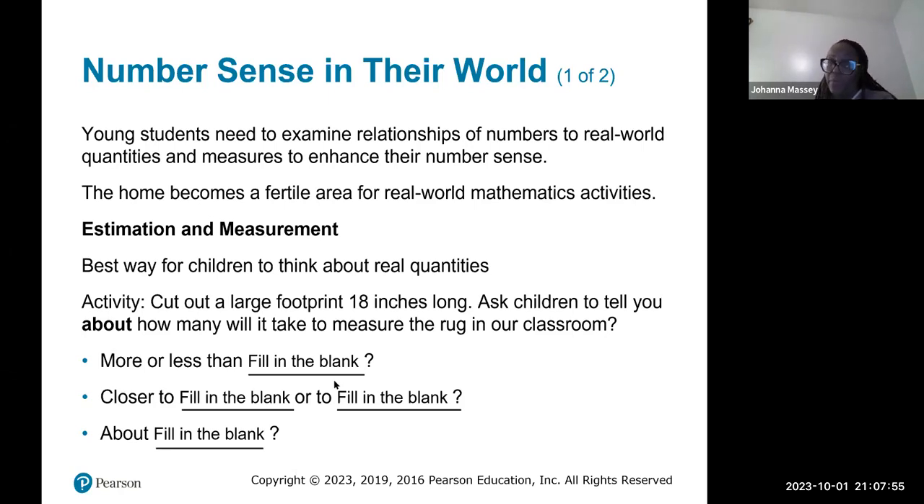Something you could do in your dorm room is cut out a footprint of 18 inches and ask children, well, you can't ask children, you can ask your roommate if you have one, to tell about how many it will take to measure the floor in your room or the rug in your room. Okay, more or less, then you fill in the blank, closer to, and so forth.